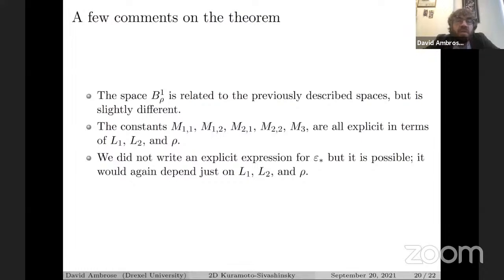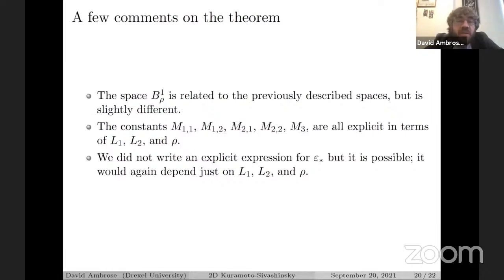Okay, the function space on W there, B1 rho, it's related to the previously described spaces, but it's a little different. We don't take the radius of analyticity growing for all time. We have a fixed radius of analyticity because the solutions aren't just decaying because of the destabilization here. The destabilization is actively coming into play here. Okay, all the constants in the statement of the theorem, M11, M12, and so on, those can be written explicitly.